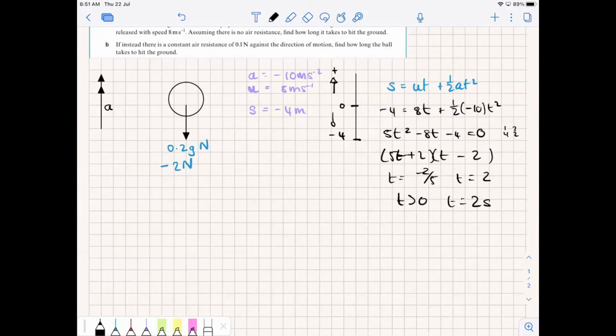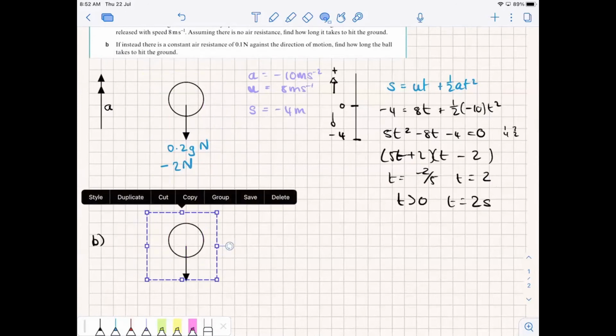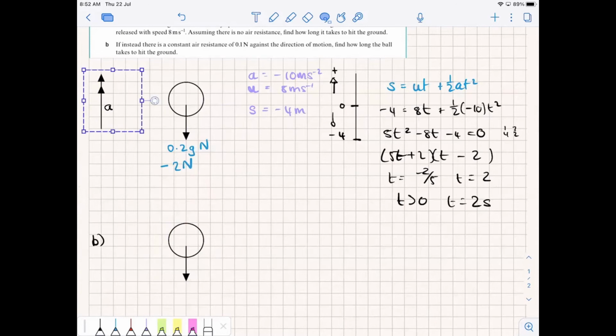So let's have a look at part B now. We have this constant air resistance of 0.1 newtons acting against the direction of motion. So I'm going to need a new diagram, and I'm going to steal this one, and I'm going to steal this one here.